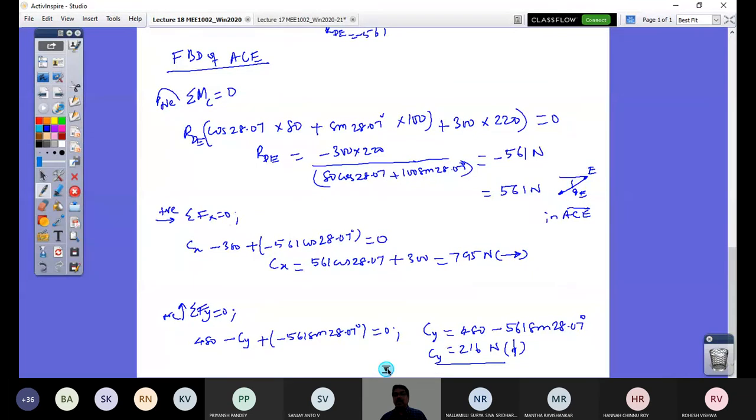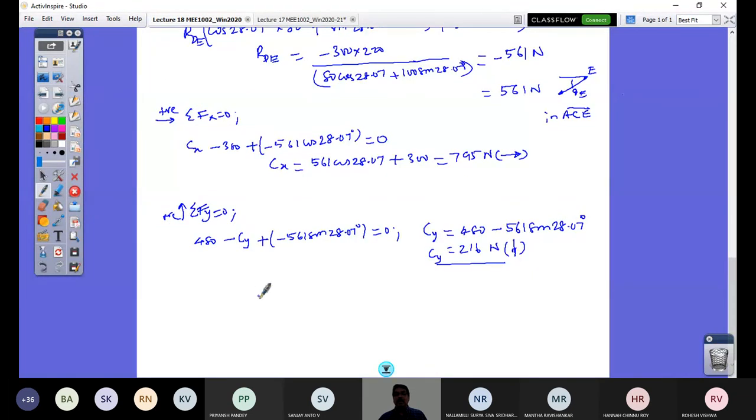Therefore, now the reaction at point C, RC, will be under root of CX square plus CY square. That's equal to CX is 795 square plus CY is 216 square. I would have 795 square plus 216 square within radical, the answer is 823.82 Newton. And you look at now CX to the right, CY down.